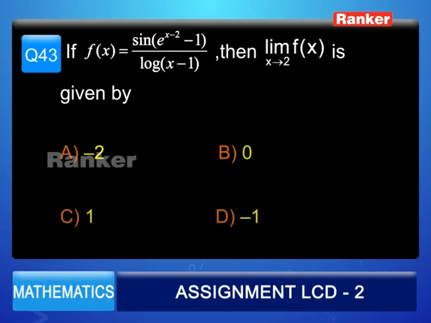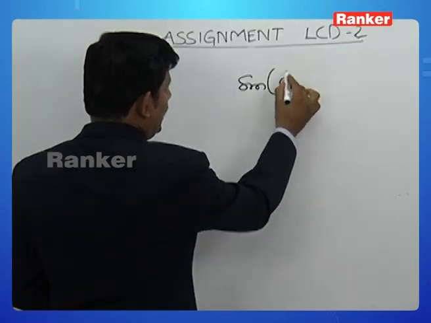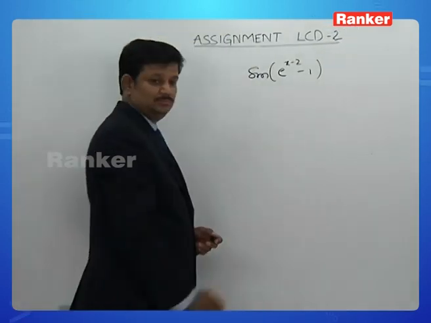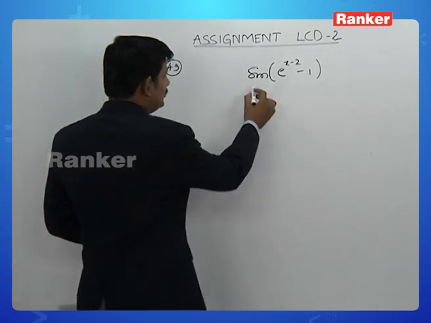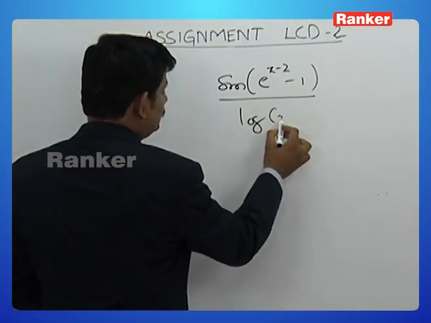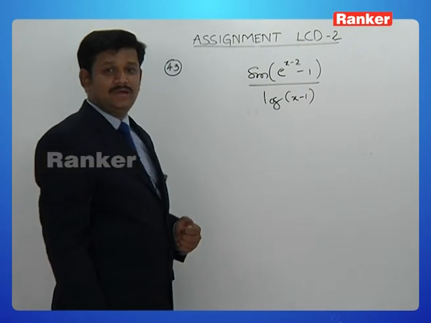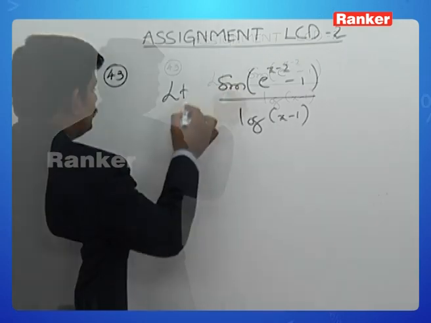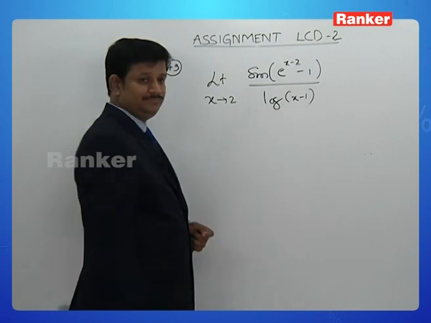Next question. If f(x) is equal to sin(e^(x-2) - 1) divided by log(x - 1), then evaluate the limit as x tends to 2 of f(x). f(x) is given to be sin(e^(x-2) - 1) divided by log(x - 1), and we need to evaluate the limit as x tends to 2 of f(x).